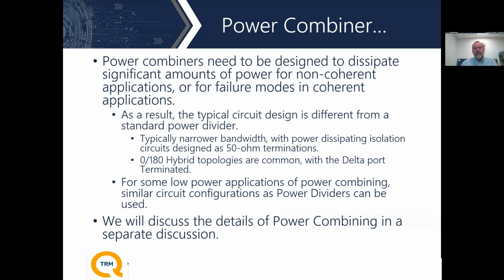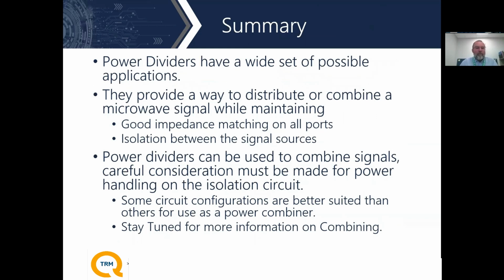We'll be discussing a lot more of the details about power combining and why you would use one topology over another in a separate discussion. So in summary, power dividers have a wide set of possible applications. They provide ways to distribute or combine a microwave signal while maintaining good impedance matching at all ports and isolation between the signal sources. Power dividers can be used to combine signals. However, careful consideration must be used for the power handling of the isolation circuit. Some circuits are more suited than others for building a power combiner. Stay tuned for more information on power combining.